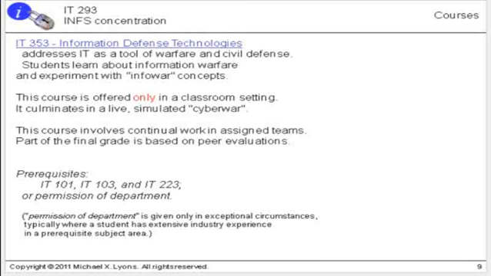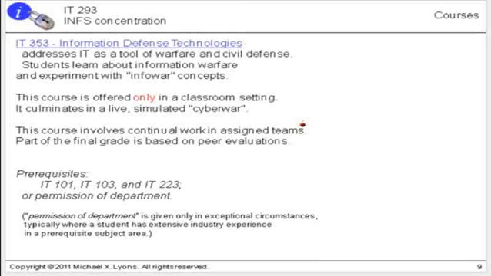This course we only offer in the classroom. There are no online versions of this course for a couple of reasons. One is that students do work together in teams each week, so they need to be face-to-face having discussions within their team and with other teams. That needs to be done face-to-face. That can't be done online.